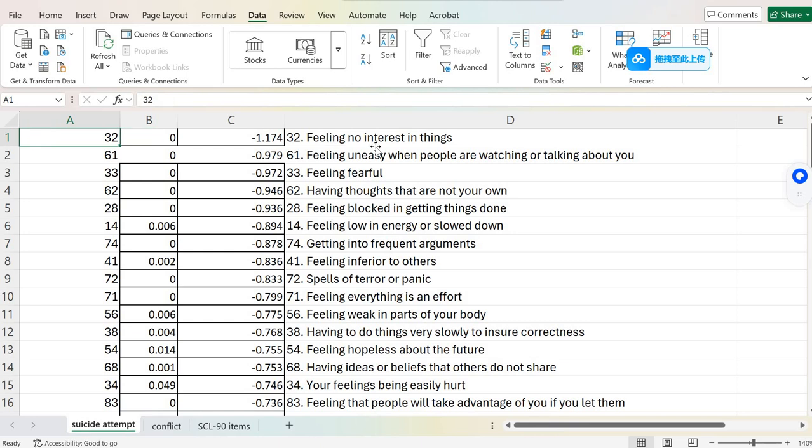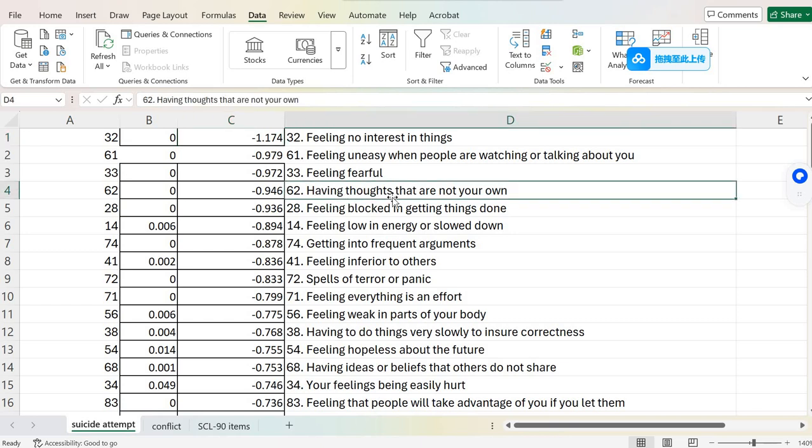I'm looking for the top 10 for suicide. Number 1, feeling no interest in things. It's a big difference between those who did not have suicide attempts and those who did. The difference was 1.17, more than 1 point. And the next one is feeling uneasy when people are watching or talking about you. Almost 1 point difference. Number 3, feeling fearful. Number 4, having thoughts that are not your own.